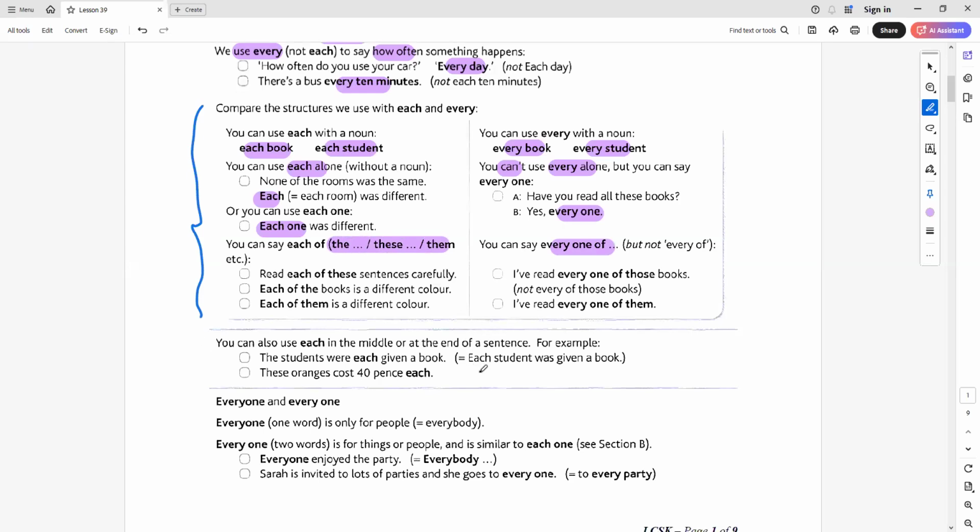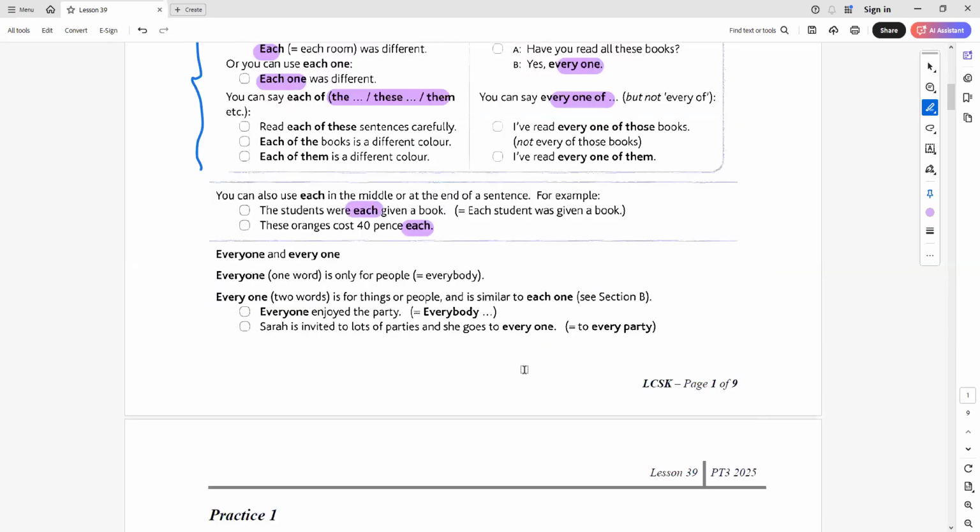You can also use each in the middle or at the end of a sentence. The students were each given a book. So we use it in the middle, and then we can use it at the back as well. These oranges cost 40 pence each. You got it? Just try to understand how we form sentences together with all these determiners.